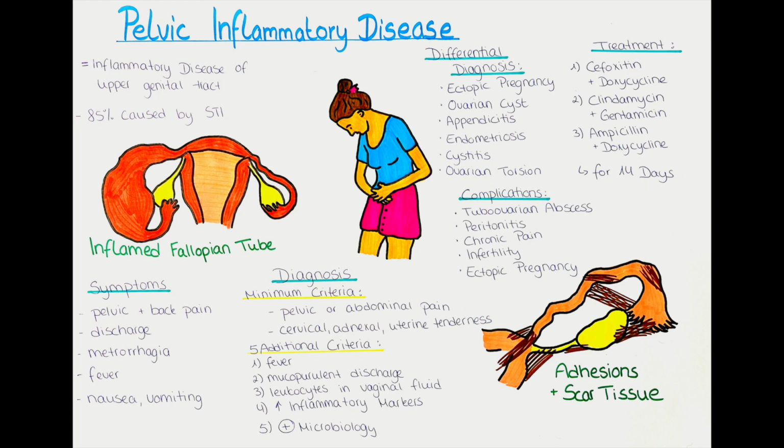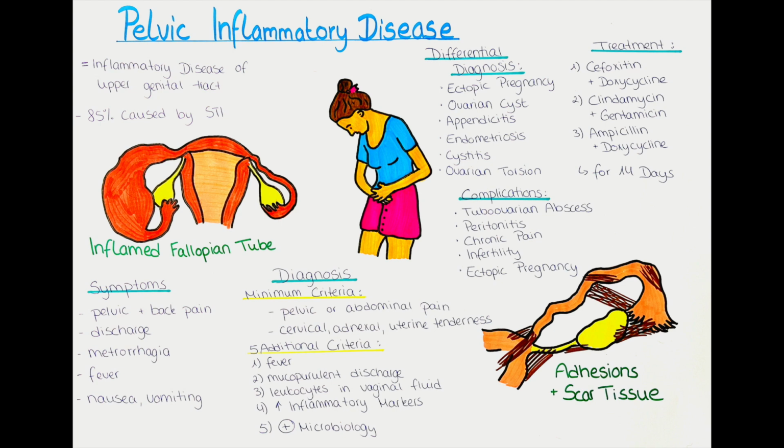The minimum diagnostic criteria are the ones that have to be present to put a diagnosis of PID. Those are that the patient has pelvic or lower abdominal pain, together with a cervical motion tenderness or adnexal or uterine tenderness. The additional diagnostic criteria support the diagnosis but are not essential to make the diagnosis. There are 5 additional criteria.